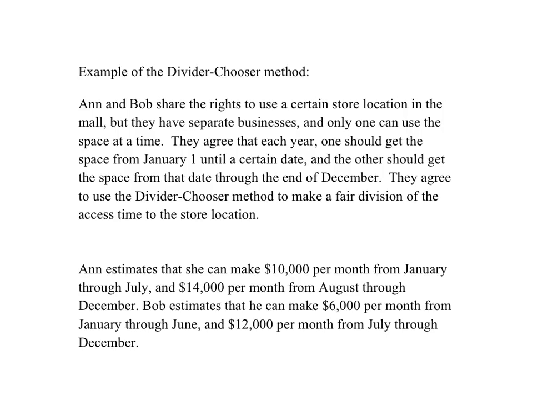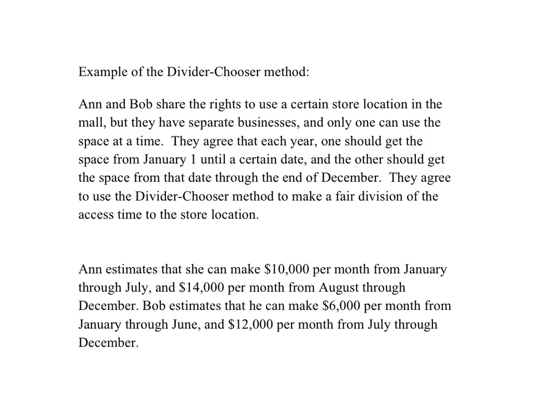Anne and Bob share the rights to a certain store location in the mall, and we understand that to mean that they have equal claim to that location. But they run separate businesses, and only one of them can use the space at a time. To minimize the expense and hassle of turnover, they agreed that each year one of them should get the space from New Year's until a certain date, and then that'll be the turnover time. The other should get the space from that turnover date through the end of the calendar year.